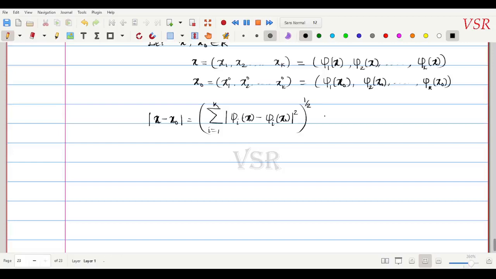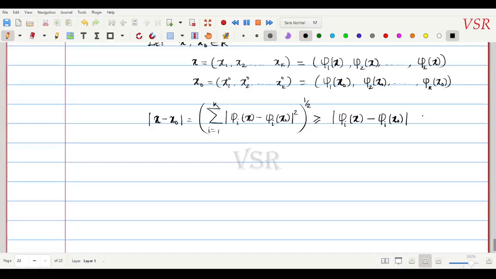And note that this is always greater than or equal to a single term of it, that is modulus of phi i of x minus phi i of x naught. Okay, this is always so. Since the sum is greater than or equal to one particular term, when we take the root, the root goes away.